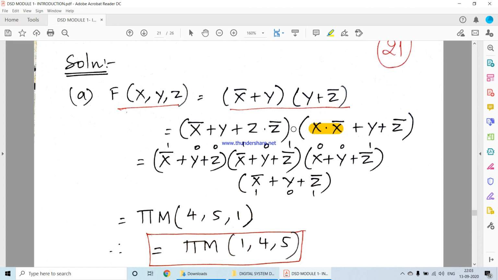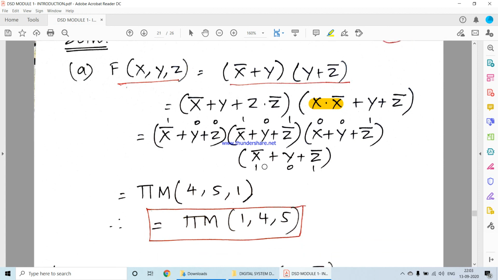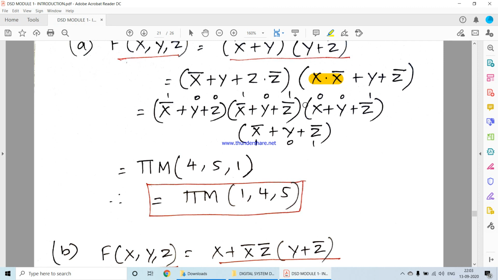Okay, now y z into z bar, because we have x and y, we need z, so I will take z into z bar. Here we have y and z, we need x, so I will take x into x bar for zeros. Therefore, now you see all x, y, z are there in all these terms. Now, this is the standard canonical form. This is the standard canonical maximum form.